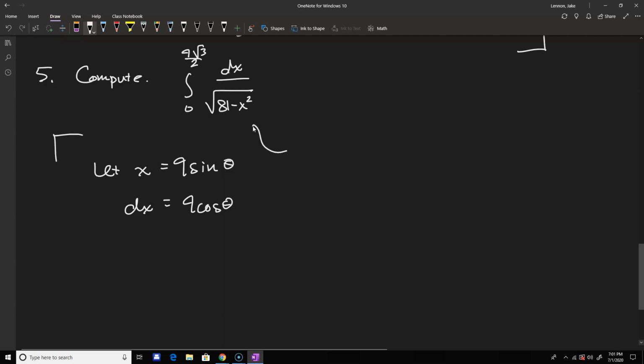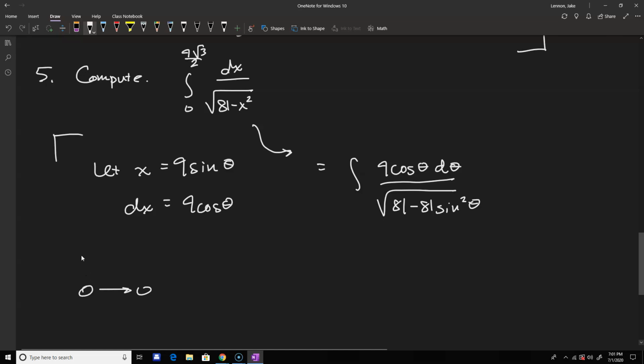So what happens is our integral up here turns into the integral of 9 cosine theta d theta on top, and on the bottom we're going to get the square root of 81 minus 81 sine squared theta. And again, you want to check what your limits do. So our limits, 0 will just stay 0, and 9 square root 3 over 2 as an x value will change into pi over 3 as a theta value. So our limits will be going from 0 to pi over 3.